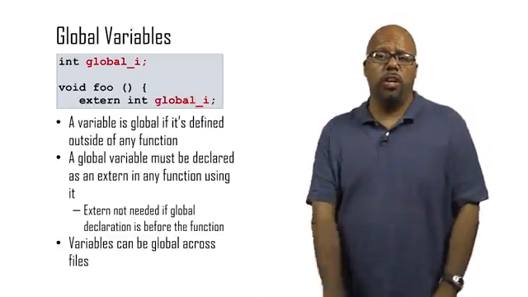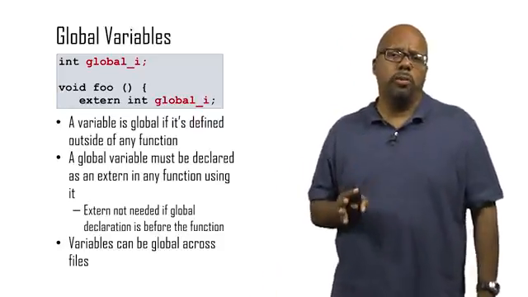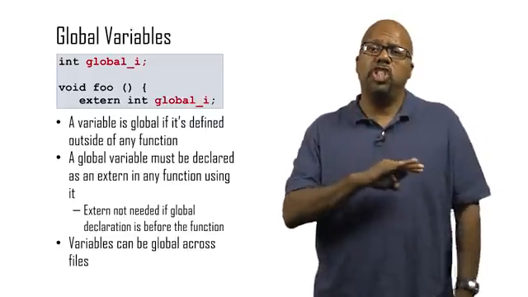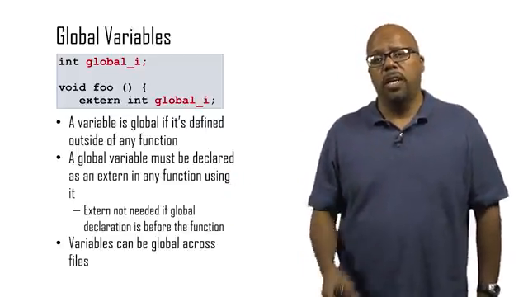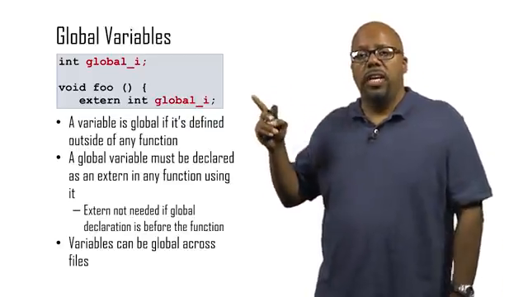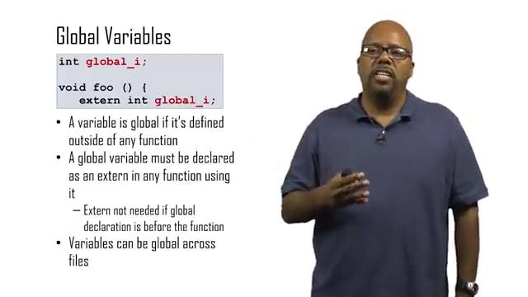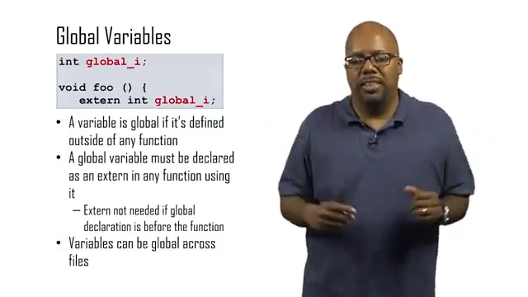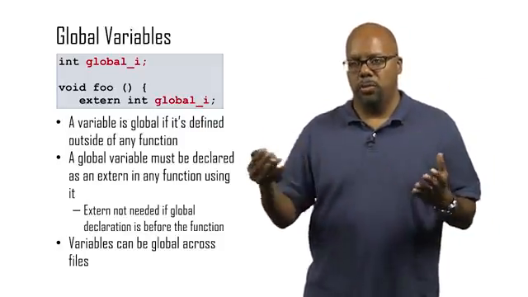Now you can also have global variables. A global variable is a variable that more than one function can see. They share a copy of the same variable. If you look at the top, int global I. I've defined a variable called global I, and it's global. I want everybody to see it, so I declare it int global I.